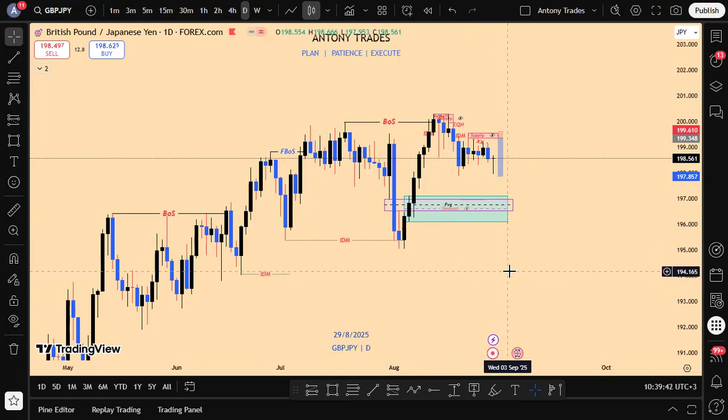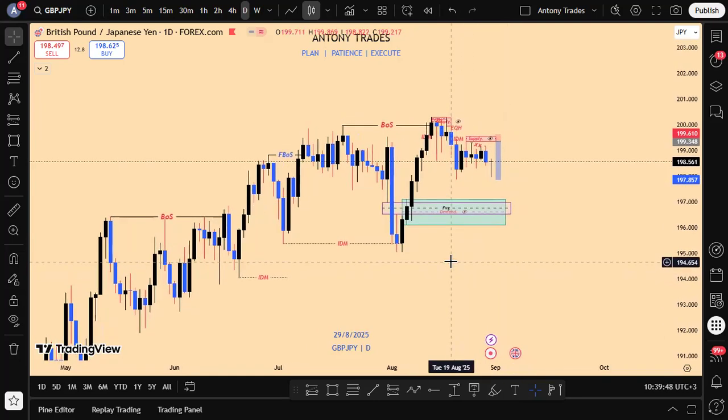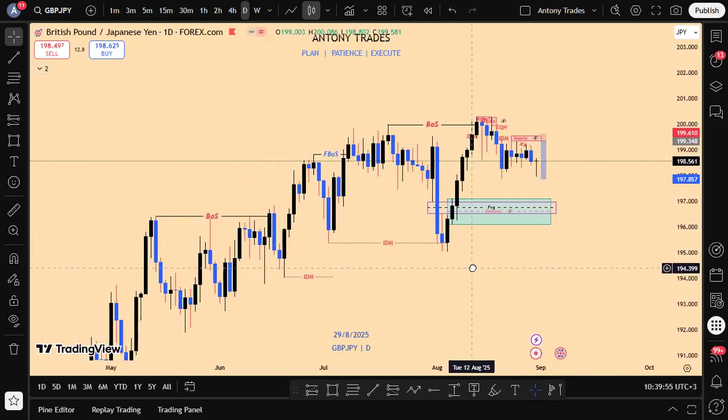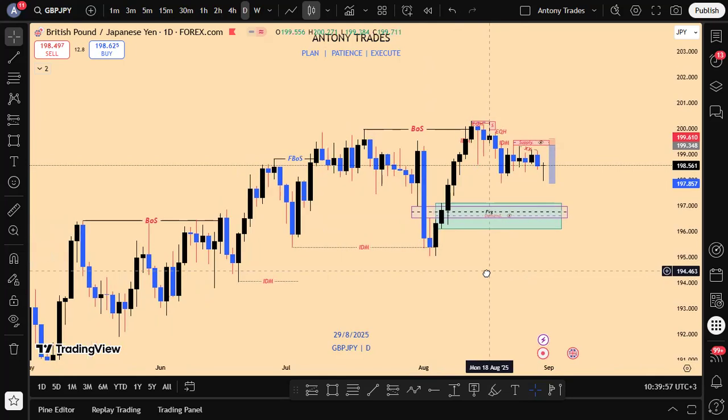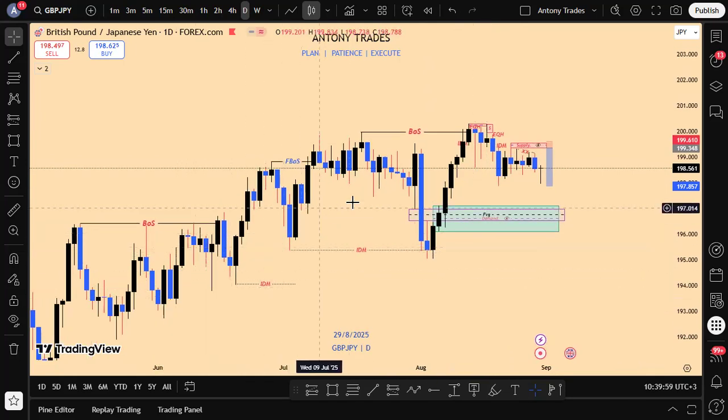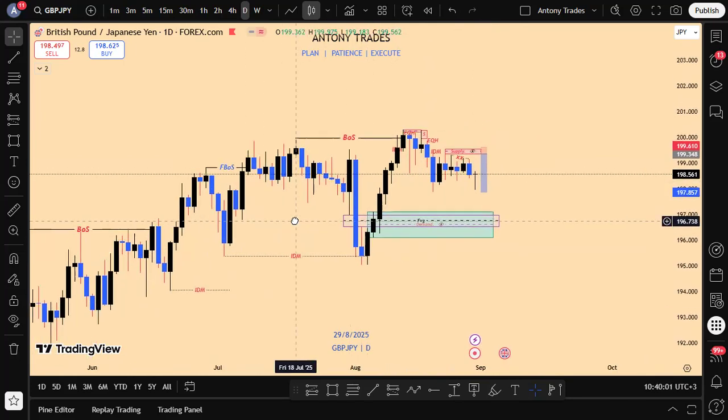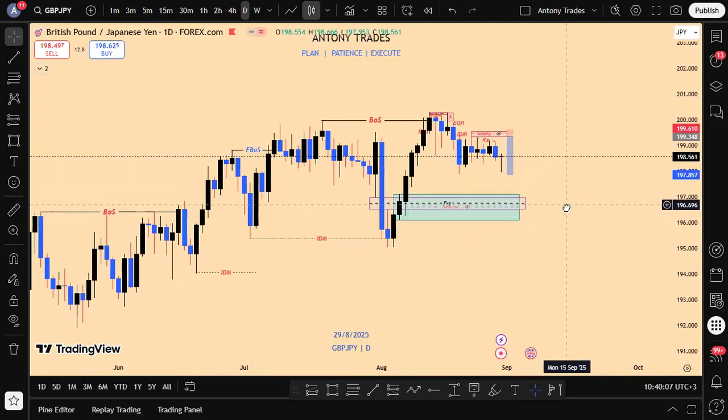So with those few remarks, let me do the top-down analysis, and we are going to start with GJ, that is GBPUSD. This is what we are having. I'm not going to repeat what we did here. I'm just going to focus on what has happened this week and what we are expecting in the coming week.